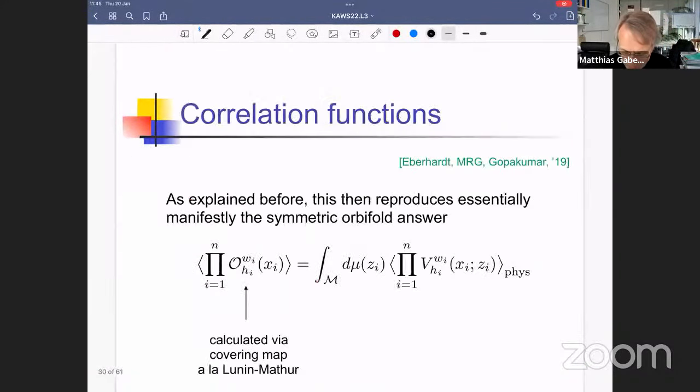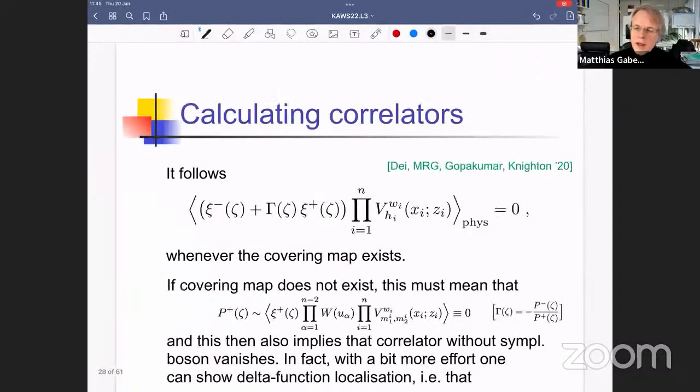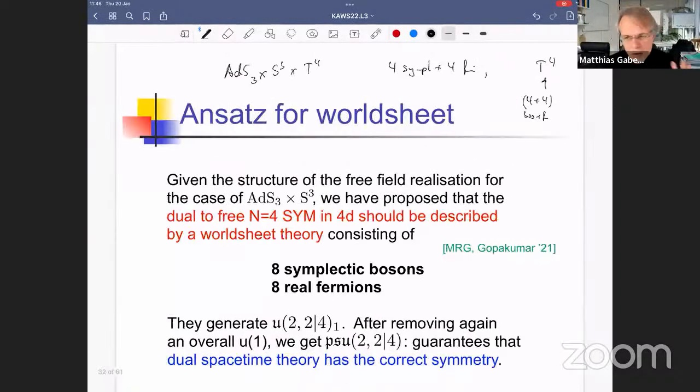So you could ask, what could be the answer for AdS5 cross S5? Our bold proposal is that we should effectively remove the T4, because there is no space left once you've got AdS5 cross S5. And what we believe is that instead of having 4 symplectic bosons and 4 fermions, you should simply have 8 symplectic bosons and 8 fermions. But otherwise, this theory will behave very similarly.